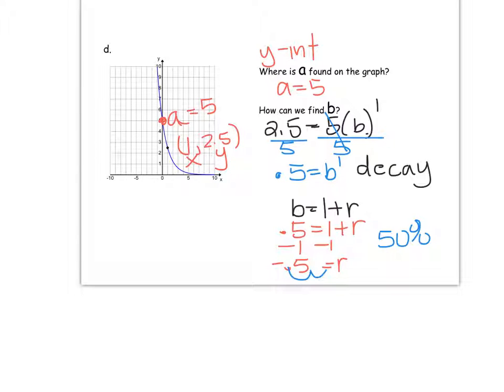Our equation, which I hadn't written yet, is y equals our A, which we know is 5 from looking at the y-intercept. Our B was 0.5 because we solved for it. And then x is time periods, which can be anything.